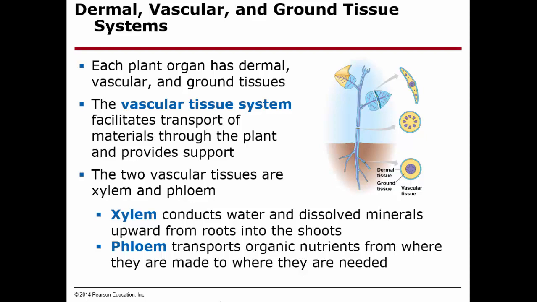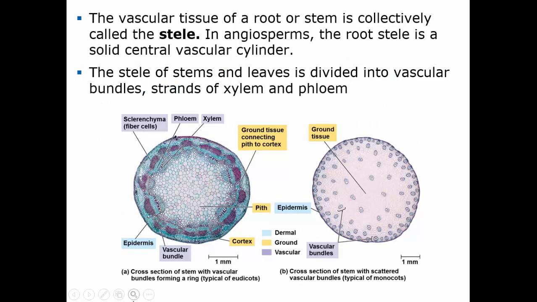It's very important that you remember the names xylem and phloem. The way that I like to remember phloem is that even though it starts with a PH, the F sound at the beginning of phloem is similar to food. And the nutrients transported through this type of tissue include glucose, the primary food source for the plant. So the xylem and phloem together are collectively called the stele.